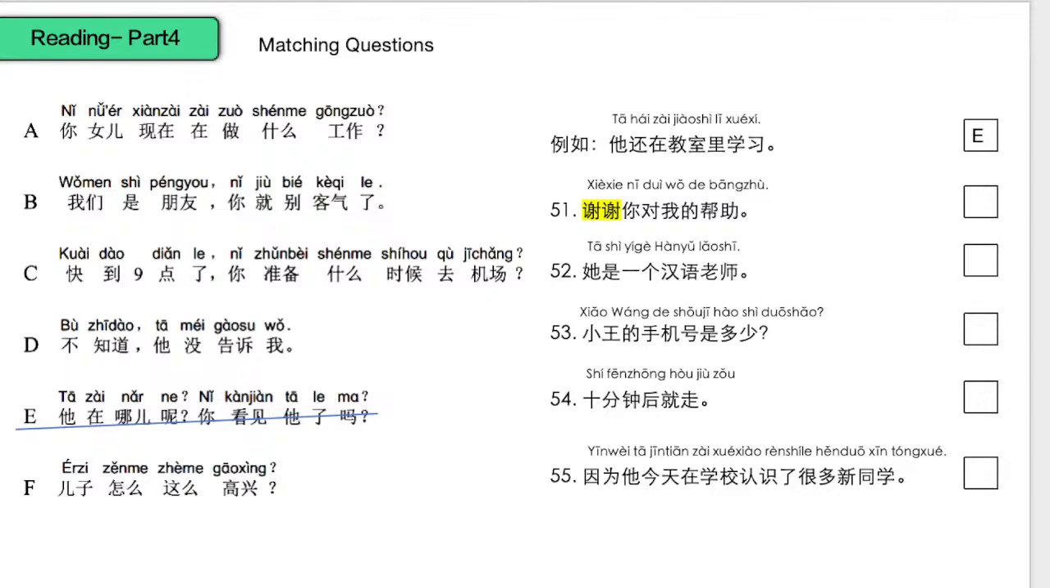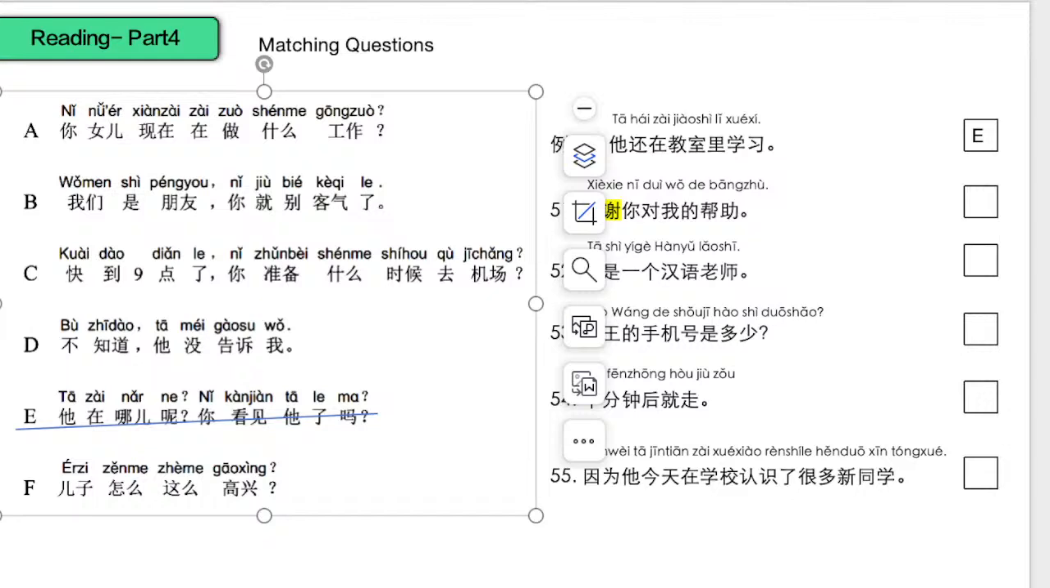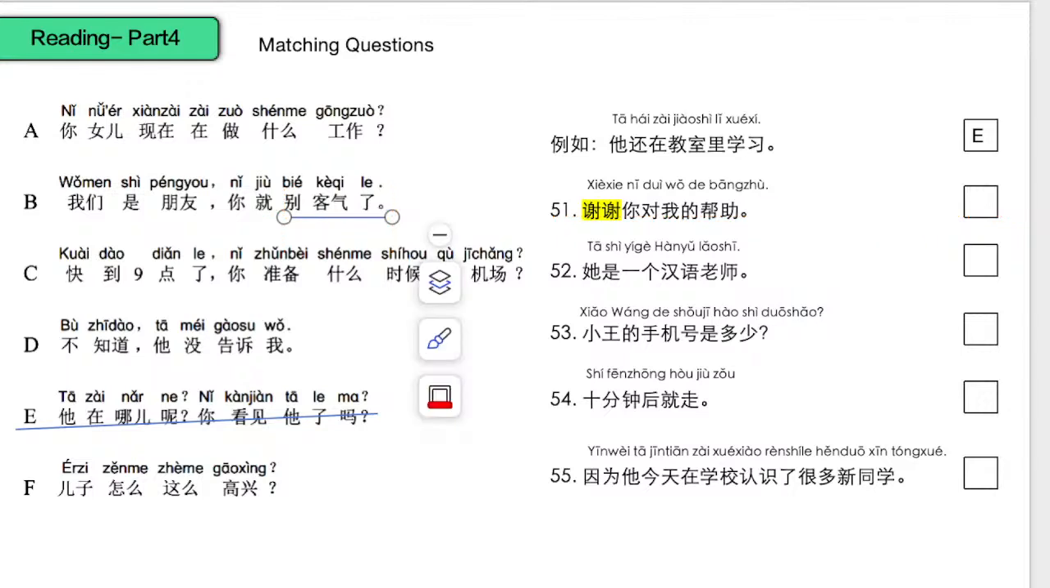I'm thankful for your help. So which one is 谢谢? What's the question or what's the sentence related to it? Oh, we found it. A: 你女儿现在做什么工作? Not correct. B: 我们是朋友，你就别客气。Here, very good. 别客气. 别客气 means thank you. Let me find a good shape. This one is better. 别客气, I'll make it bold. So question 51 chooses B.